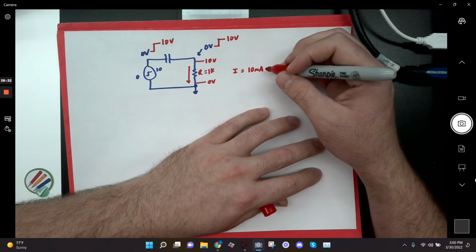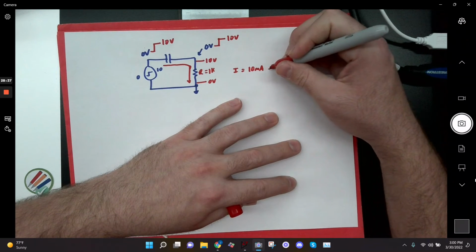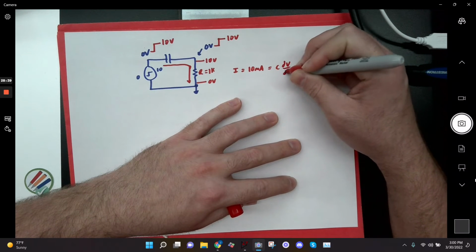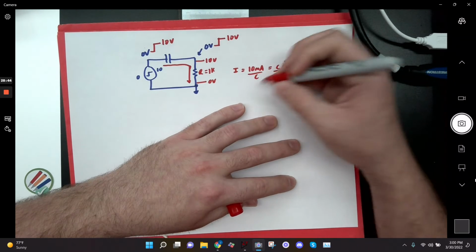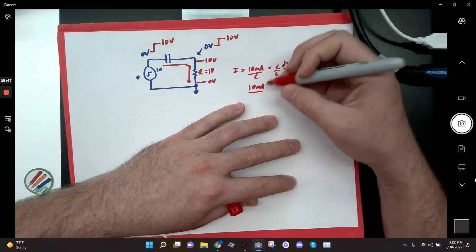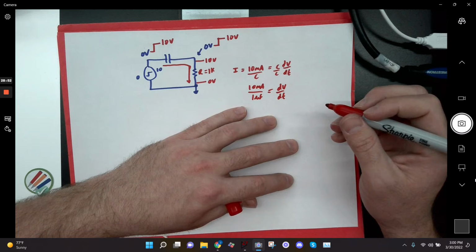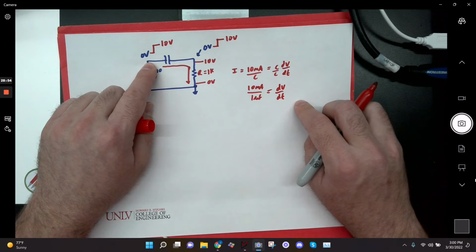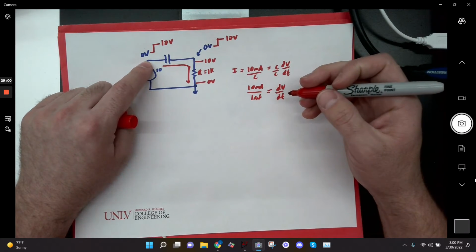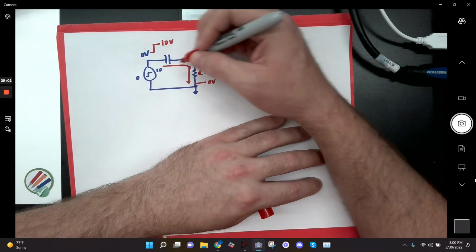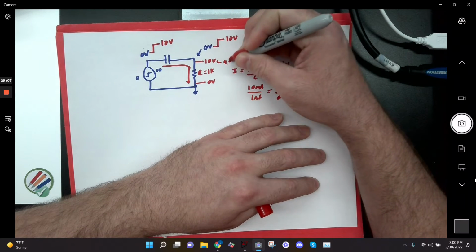But now I have a current flowing through my capacitor, and I know that's equal to C dV/dt. So if I divide 10 milliamps by 1 microfarad, I get some change in the voltage across my capacitor. But this node can't change. It's sitting at 10 volts, connected to a power source. This node is free to move, so it starts dropping, because I'm pulling a current through the capacitor. Let's say it drops a little bit to 9.8 volts.